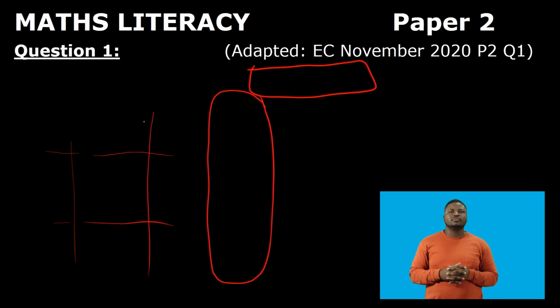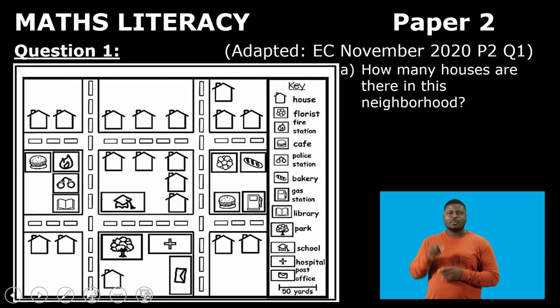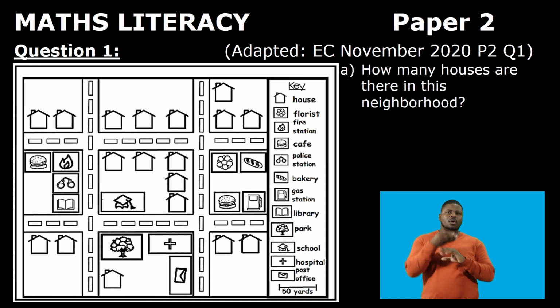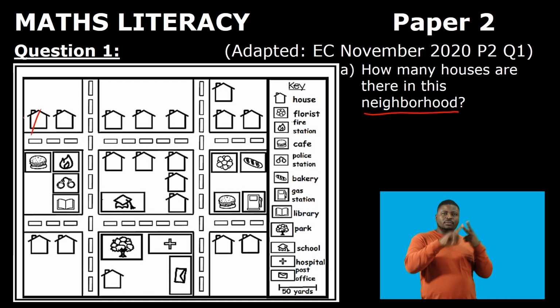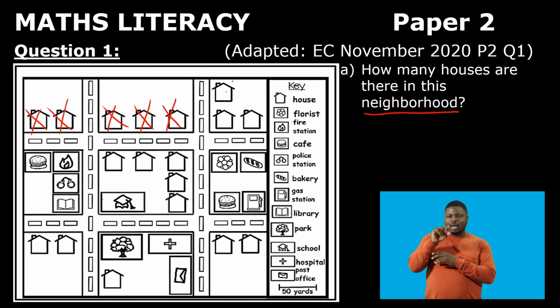Let's make some space to write. Sorry for that. Let's look at the question. How many houses are there in this neighborhood? So it's going to be the whole neighborhood. So it's 1, 2, 3, 4, 5. What you will be doing is you will go along counting all of them.